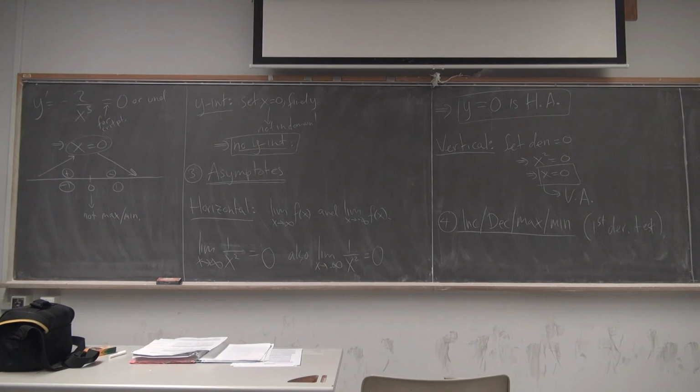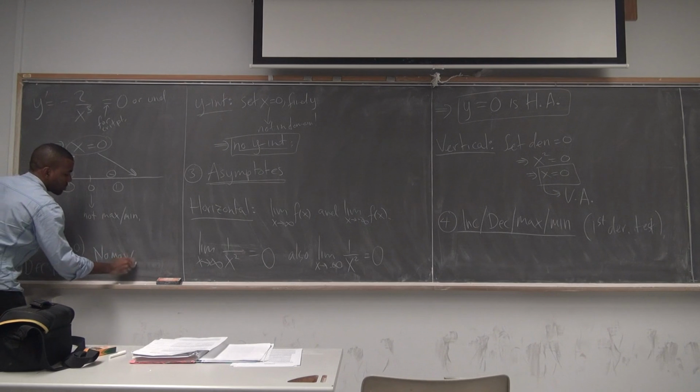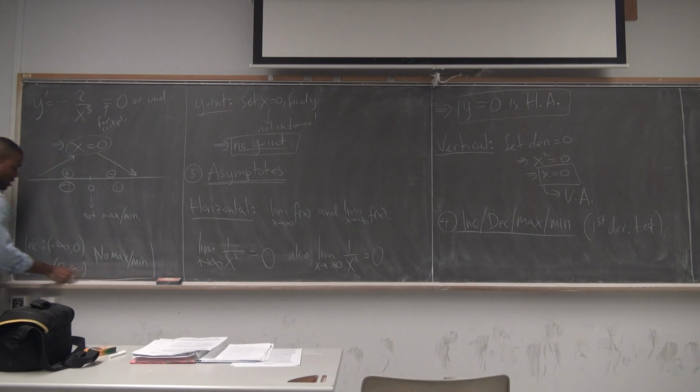So from this step, I can start to make some conclusions. I am increasing from negative infinity to 0, I am decreasing from 0 to infinity, and I have no max or min. These are the conclusions you want to get from step 4. Where are you increasing, decreasing? Where are you a maximum or a minimum?